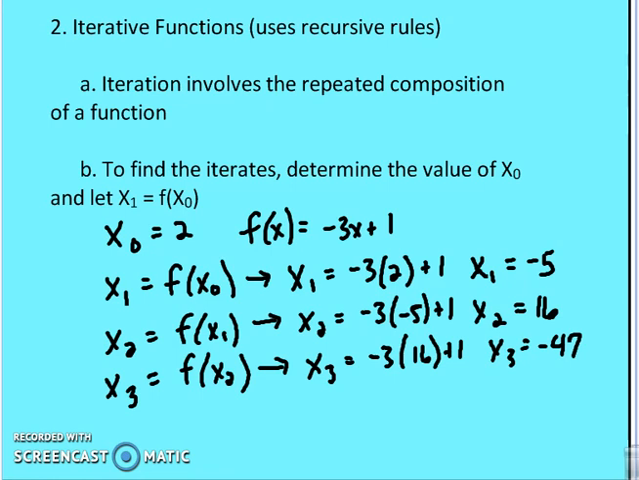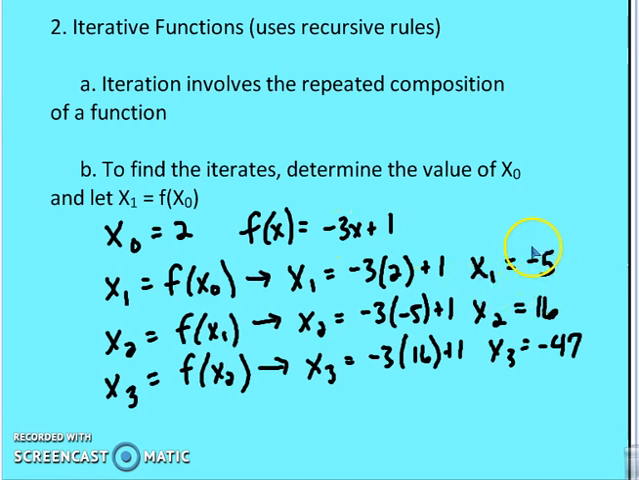As an example, x sub 0 is equal to 2. My function f of x is equal to negative 3x plus 1. I'm going to take my value x sub 0, which is equal to 2, and substitute it into the function. So I have negative 3 times 2, which is negative 6, plus 1, and I end up with negative 5. So x sub 1 is equal to negative 5.